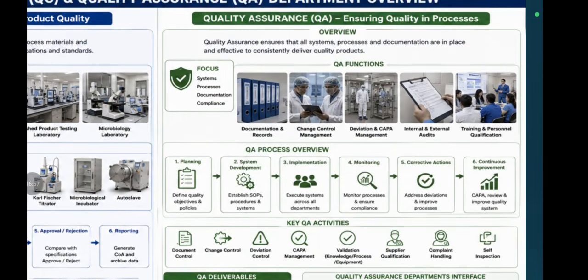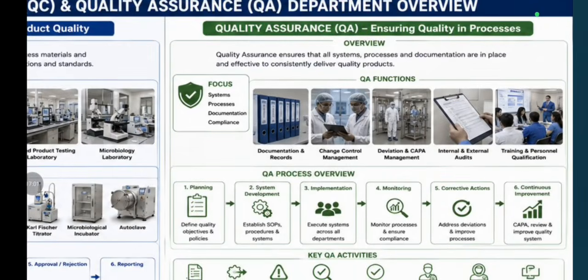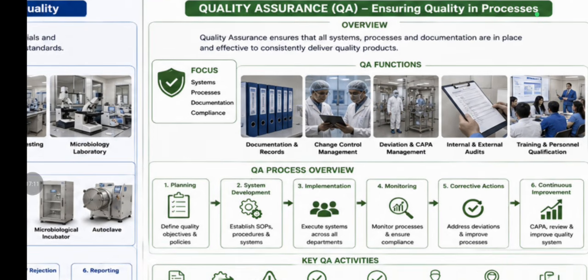Again, we will go towards the QA, ensuring the quality in the process. So this is quality assurance, which ensures the quality system, the process, the documentation, and the effective and consistent delivery of quality. So the QA function is mainly focusing on systemic process, documentation, and compliance.